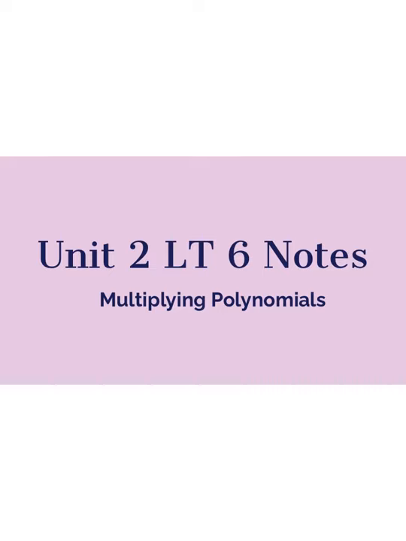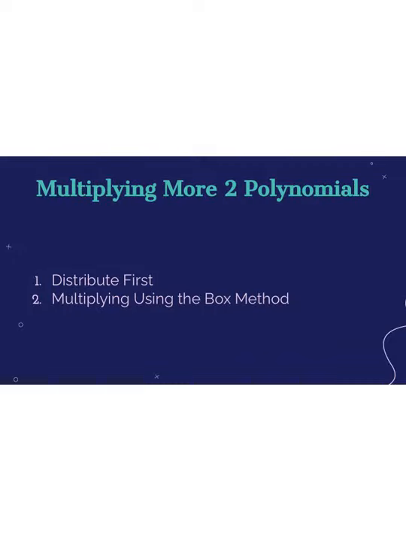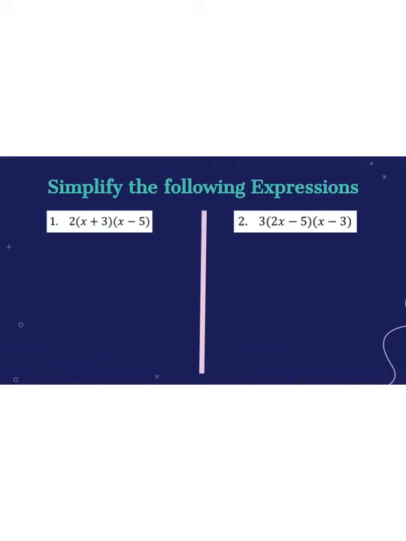Today we're going to be working on Unit 2 LT6 notes, multiplying polynomials. When multiplying polynomials, first we're going to distribute, and then we're going to multiply using the box method, just like we did in LT5. All right, to start with number 1, we have 2 on the outside and then x plus 3 and x plus 5, both in parentheses.